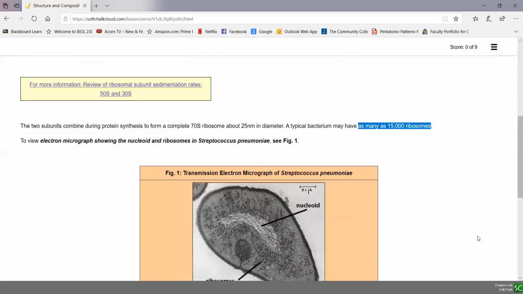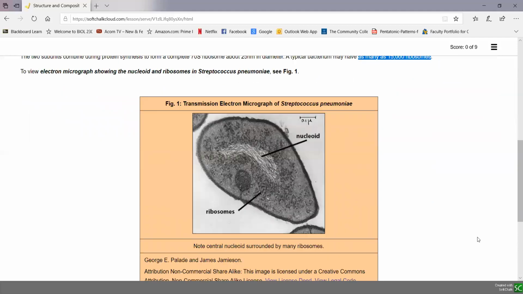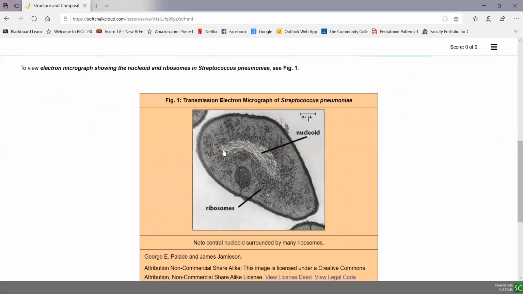And in Figure 1, we see an electron micrograph of Streptococcus pneumoniae, where we can see the chromosome in the nucleoid area, and notice how that is surrounded by ribosomes. All the black dots you see in this electron micrograph are ribosomes. And as the DNA is being transcribed into messenger RNA, it's being fed directly into ribosomes for translation.